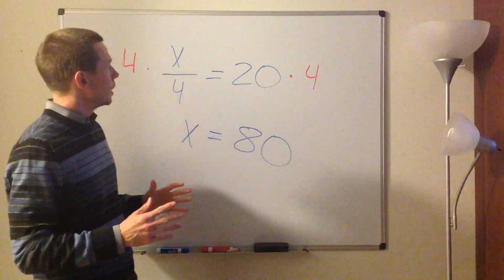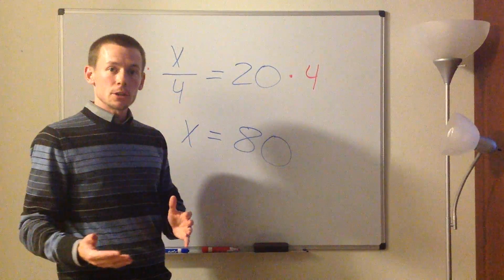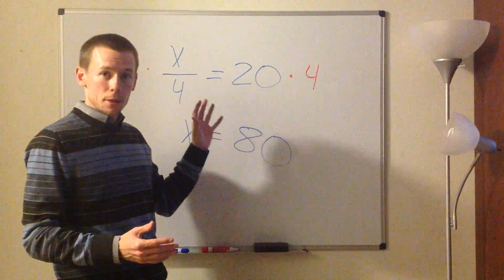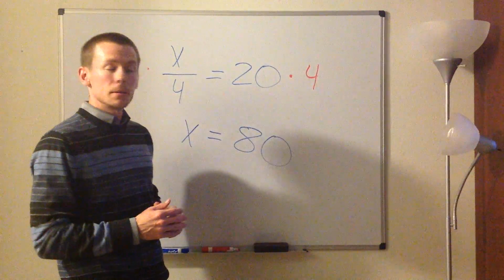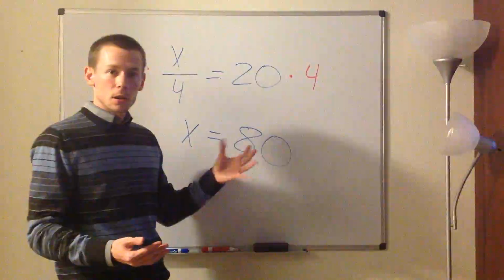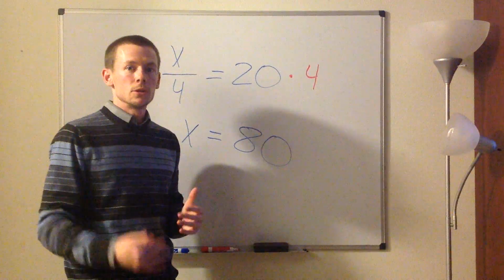So that was the addition property for equations, along with its partner subtraction, and now the multiplication property for equations along with its partner division. So now this officially concludes this video.